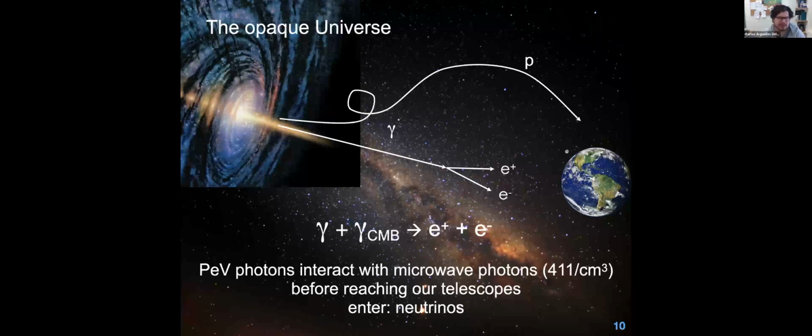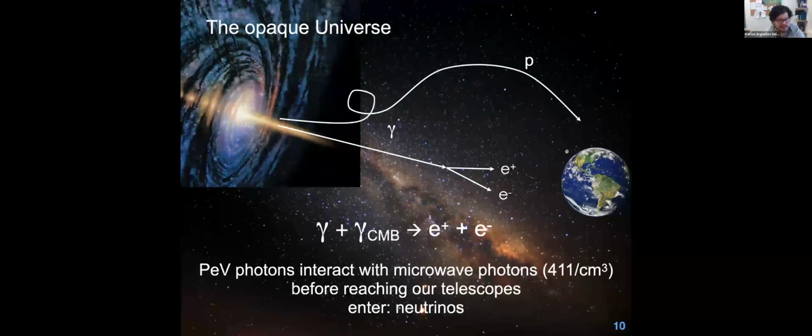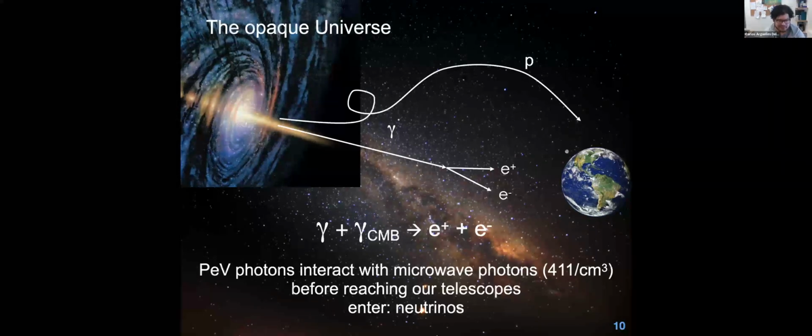You also cannot see the charged particles that are able to leave the acceleration region, such as high energy protons, because those charged particles are going to be deflected by the intergalactic magnetic fields and not reach us. So here enter neutrinos.